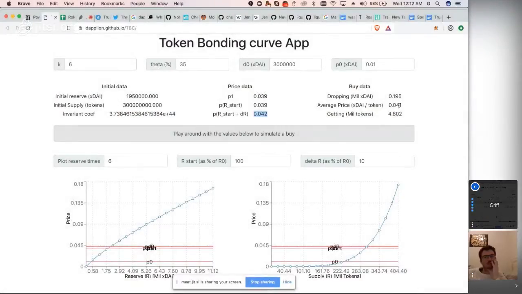And then, okay, so now we know this, we have all this data, we can go to the next part, and now the next person is going to buy just 1%. Well, their price at the start was 4.2 cents. Their average price is 4.2 cents. They get this many tokens. They spent that much die. And so on. So now, this is where we are.